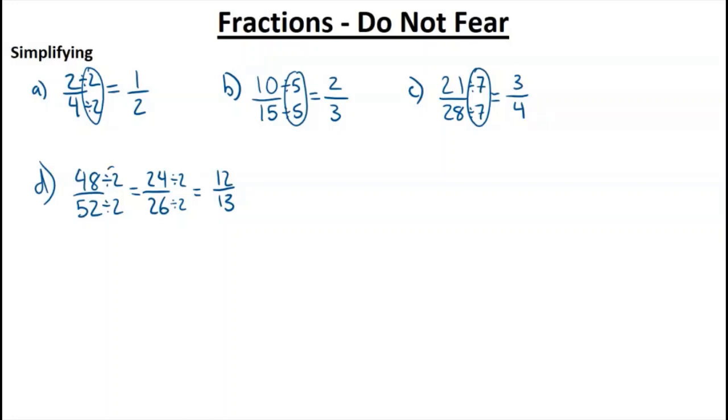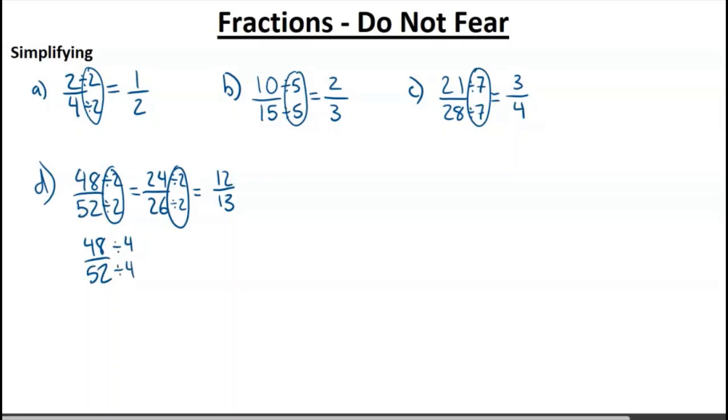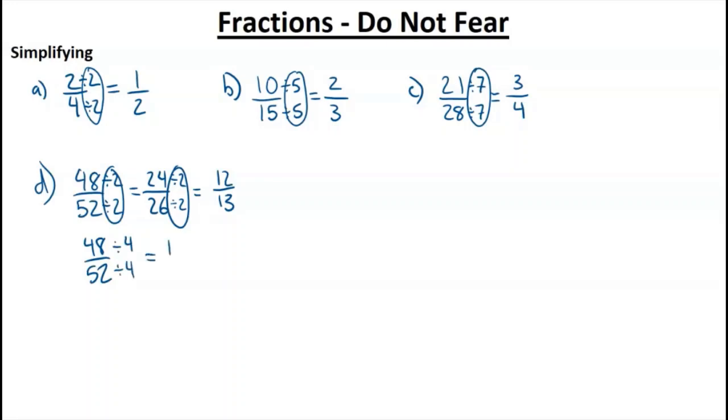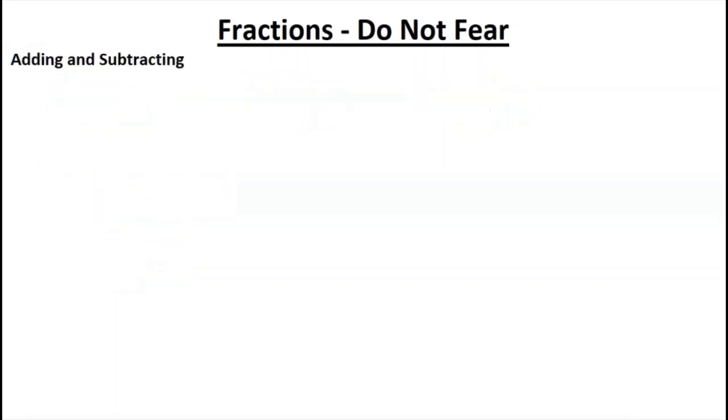So you notice we did it a couple times, right? We divided by 2 a couple of different times. But maybe you saw right away that the greatest common factor was 4. And if you did, because dividing by 2 twice is dividing by 4, you would have also gotten 12 over 13. So one of the nice things about simplifying fractions is you don't need to jump right to the final answer. You can kind of work step by step if you don't initially see the greatest common factor. So there you go. That's all about simplifying fractions.